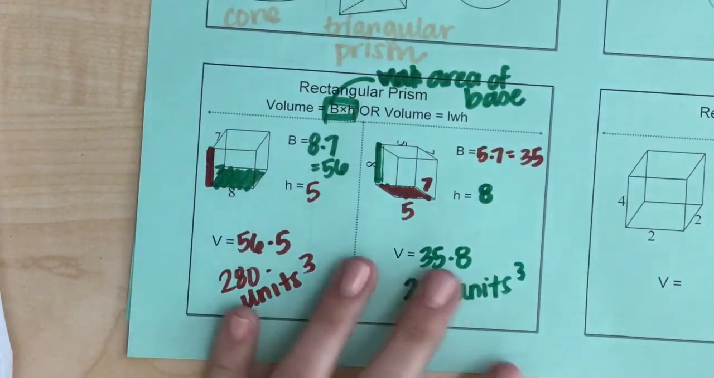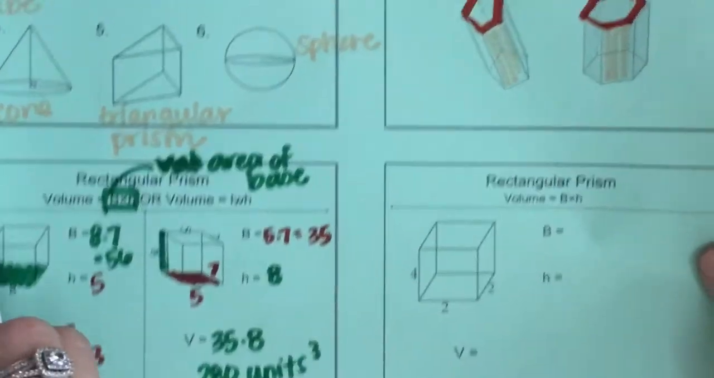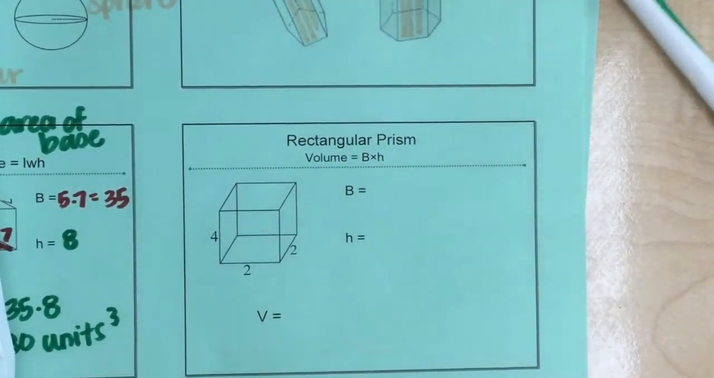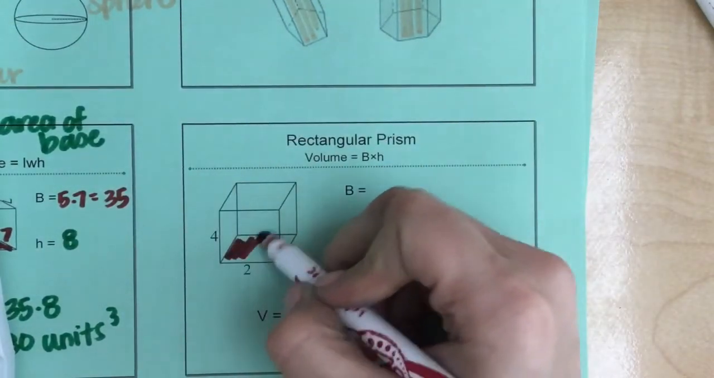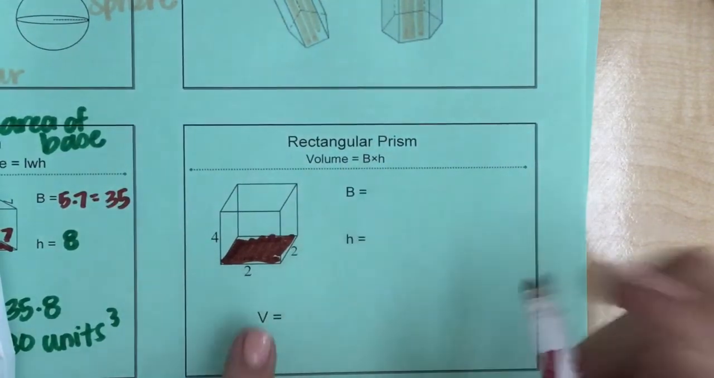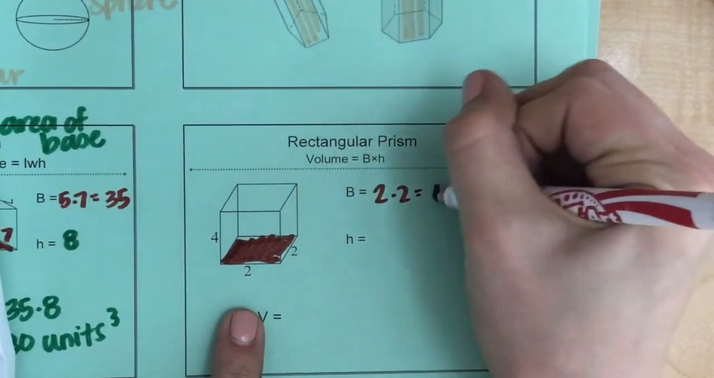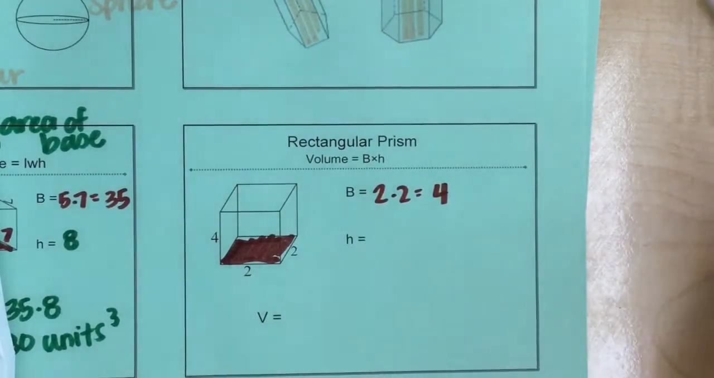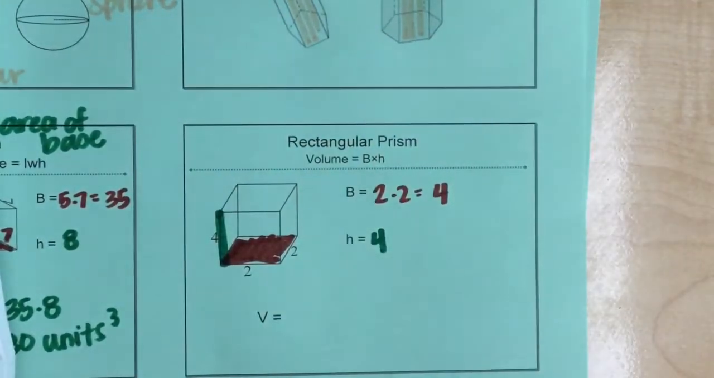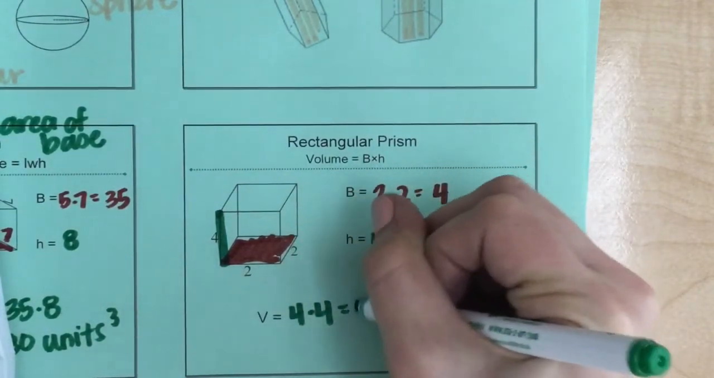There's one more example here, a rectangular prism. Here we can go with a base, that's this bottom part here. My capital B stands for area of the base, so I'm taking 2 times 2, which gives me 4. When that shape is sitting on the base, the height is 4. So my volume is just 4 times 4, which is 16.